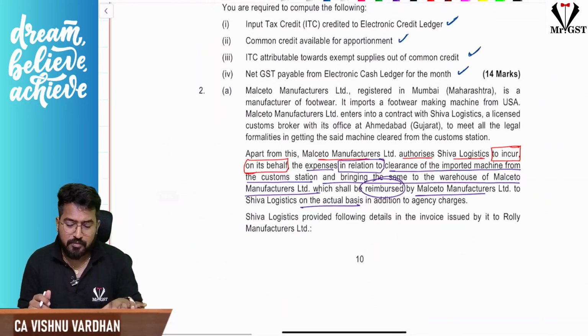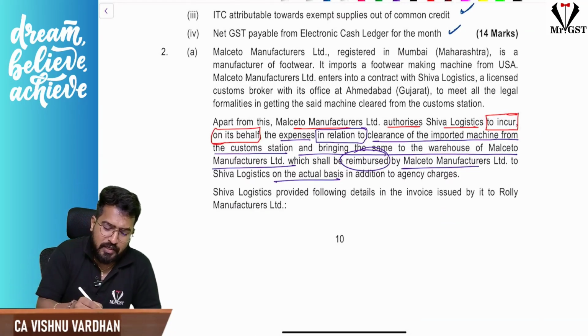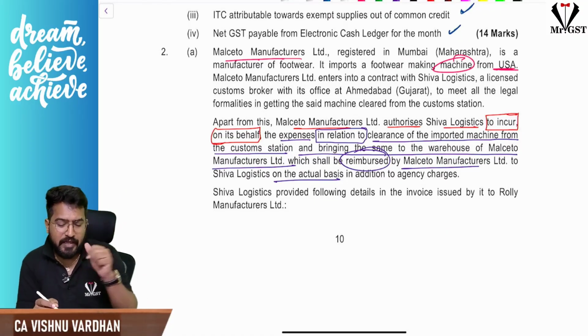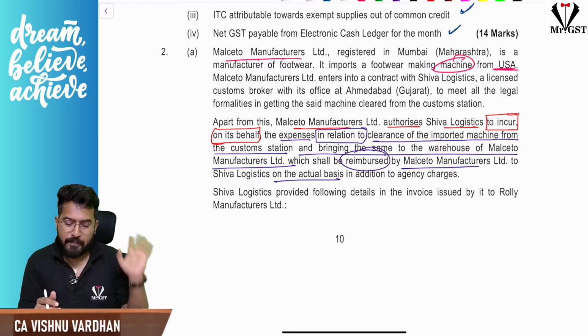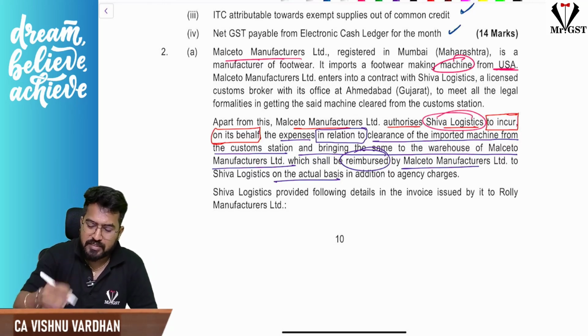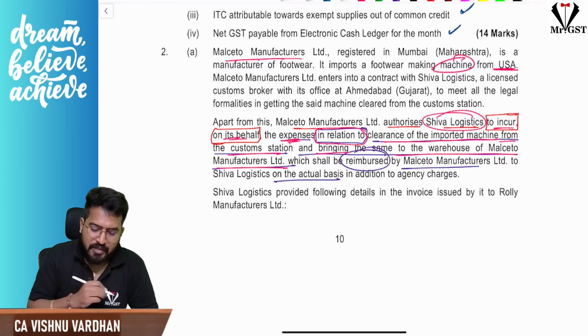Now let us move on to question number 2. The second question is about a company importing some machinery, a machine from the USA. They are appointing a clearing and forwarding agent who has to clear their goods from the port and hand it over to the company. One interesting point is that the logistics firm, Shiva Logistics, can incur on behalf of this company expenses in relation to clearance of the imported machine from the customs station and bringing it to the warehouse of Malsato Manufacturers Limited. That will be reimbursed by the company on an actual basis.